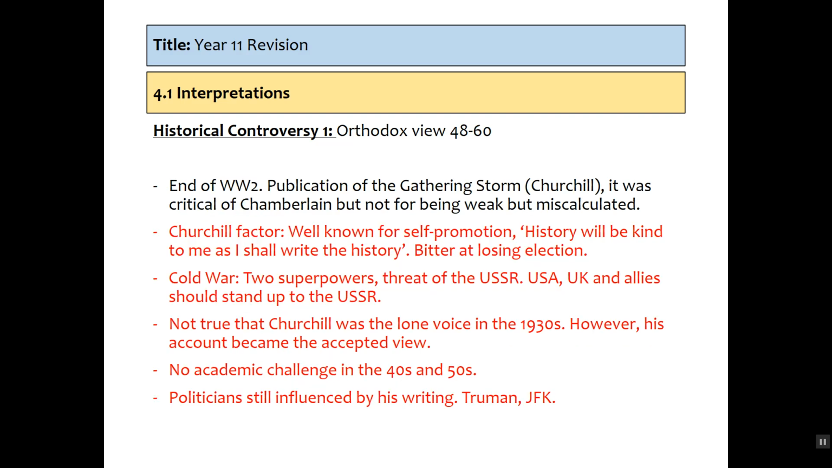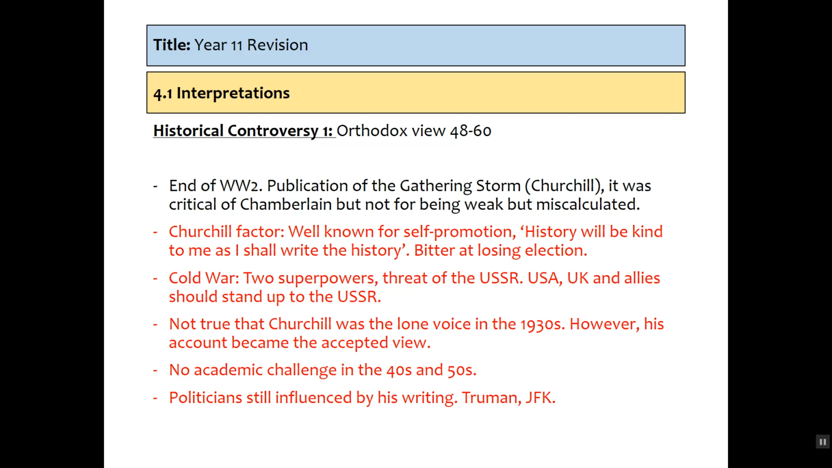Now, our third view is the Orthodox view, and it's a view that lasted from 48, at the end of the Second World War, all the way into the 60s. And the proponent was, after the publication of The Gathering Storm by Winston Churchill. Now, Winston Churchill loses the election in 1946, and he is bitter. He starts to write this book, and it's called The Gathering Storm, and it's a very, very long book, and you can still buy it today. And it is very critical of Neville Chamberlain. It calls him weak.